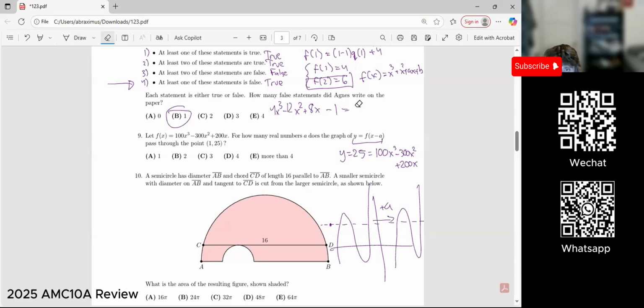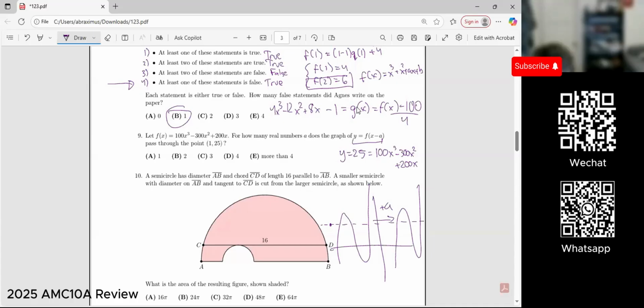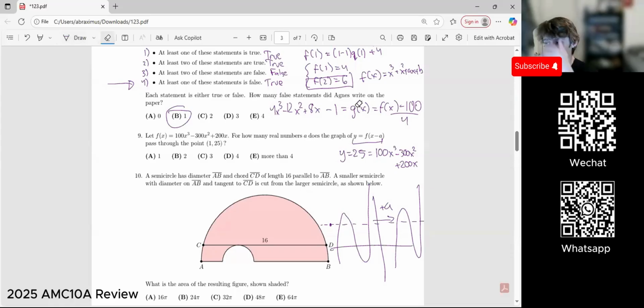Or let's just call that g of x for now, right? That's the difference between f of x and 100 over 4. All right, whatever. Studying the roots of g of x is the same. The number of real roots of g of x is the number of real values of a that will satisfy our equation. Is everyone with me so far? The number of real roots of g of x is equal to the number of times that a translation of f of x will pass through this point. Because all I'm going to do next is determine the number of real roots in a very simple-minded way, so I would like to make sure that everyone's on board.